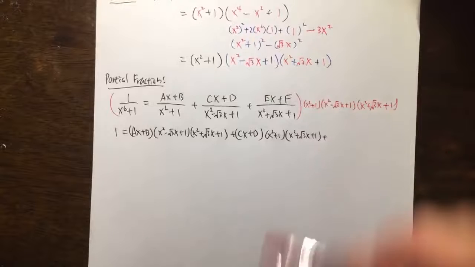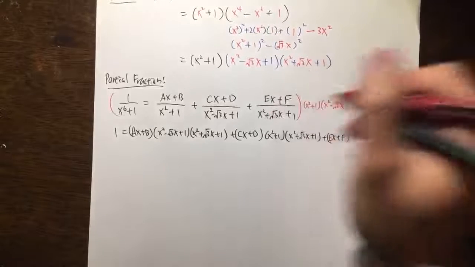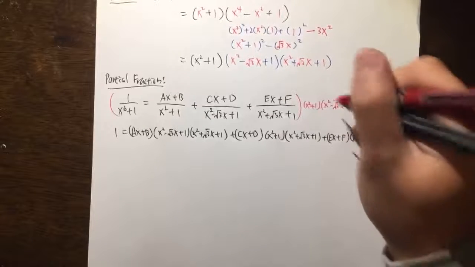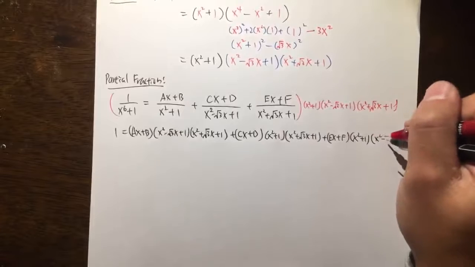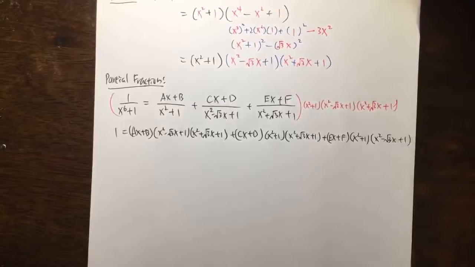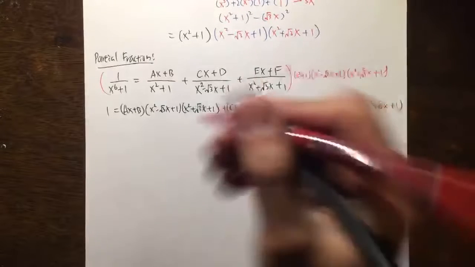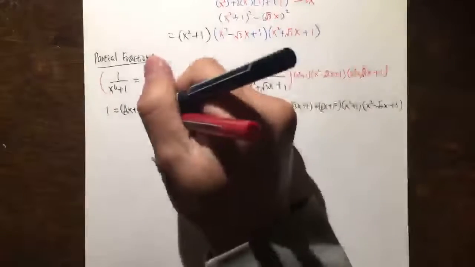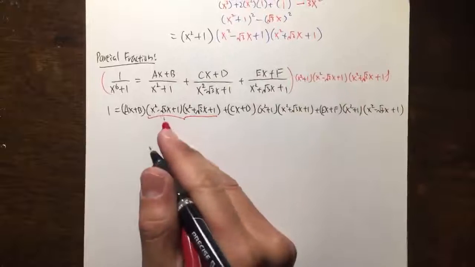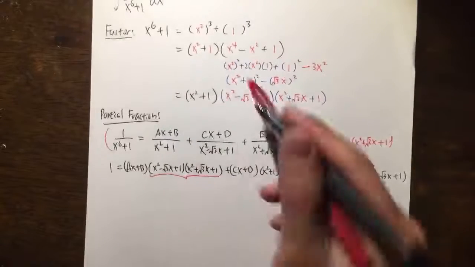So we will get the ex plus f times this and that, which is x squared plus 1 times x squared minus square root of 3x plus 1. Okay? And now, this is just pretty much a lot of algebra. So, I found out if you multiply these 2 first, it's going to be easier. And in fact, when you multiply this and that, you can refer back to this right here. When you multiply this and that, it's just that, right?